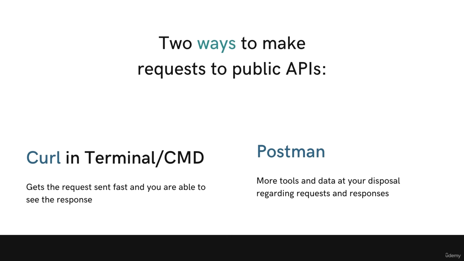So, with all that being said, there are two ways that we will discuss in this course with which you can actually make requests to different API's endpoints. Now, the first one is through curl and the second one is through Postman. These are two programs that allow you to make these requests just as you would from a browser, let's say URL.